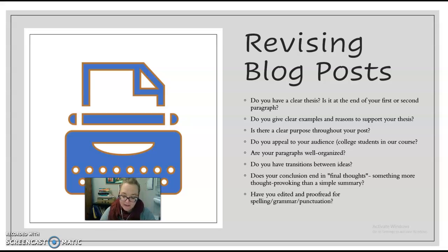And what that does is it puts your reader in a place of, okay, I already know what this is about. I don't need to read the rest. But you want to remember that your introduction is really meant to draw them in and to explain why this topic's important or why they should be listening to you. Then also ask yourself, do you have clear examples and reasons to support your thesis?